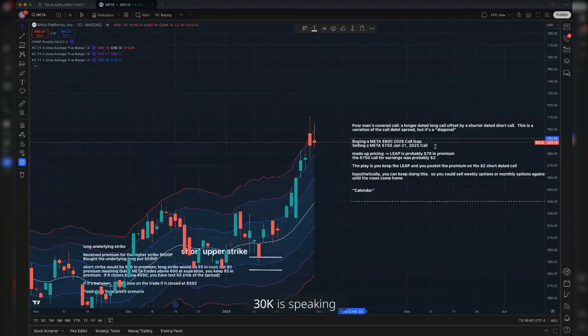The calendar is a longer dated call at X strike. Example, 700C on Meta. Offset by a shorter dated call of the exact same strike, but nearer term. Example, 700C on Meta expiring a week earlier.